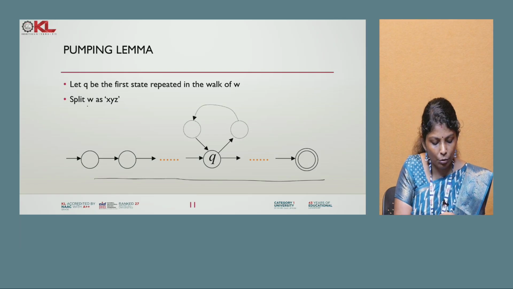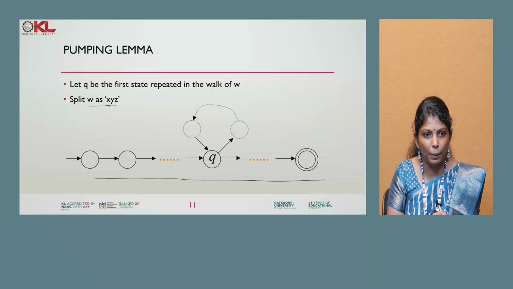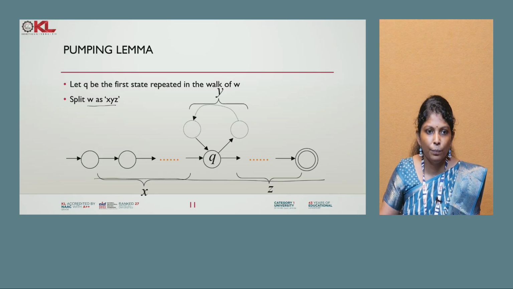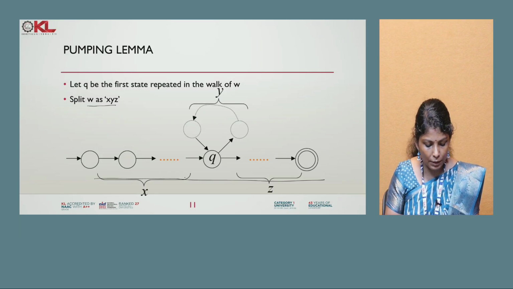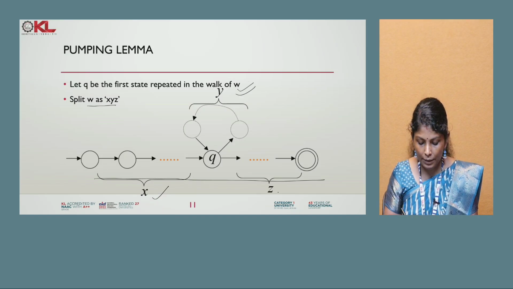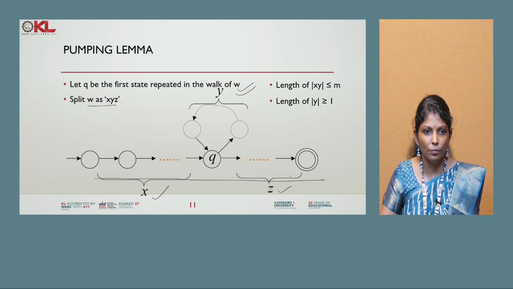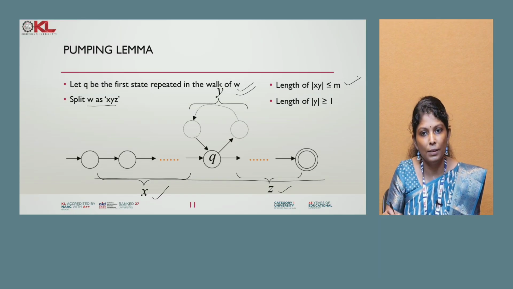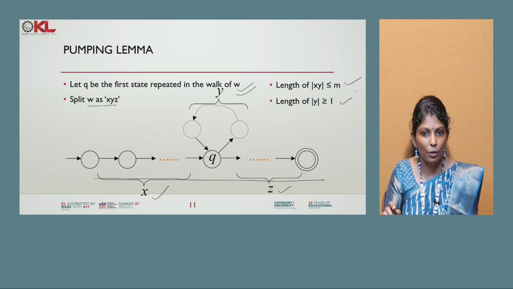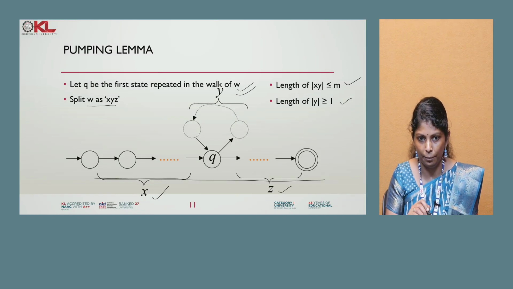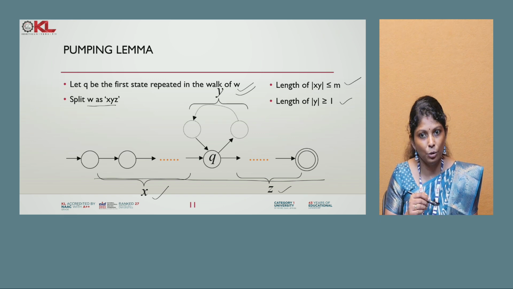In that case, we have to split W into three different parts, called X, Y, Z. X is the part just before the repeating state, Y is the part where the repetition happens, and Z is the part after the repetition. Then one more condition: the length of xy should be less than or equal to m, and the length of y should be greater than or equal to 1. That means the repeated part should have at least 1 character; that is mandatory. And the length of xy should be less than or equal to m.